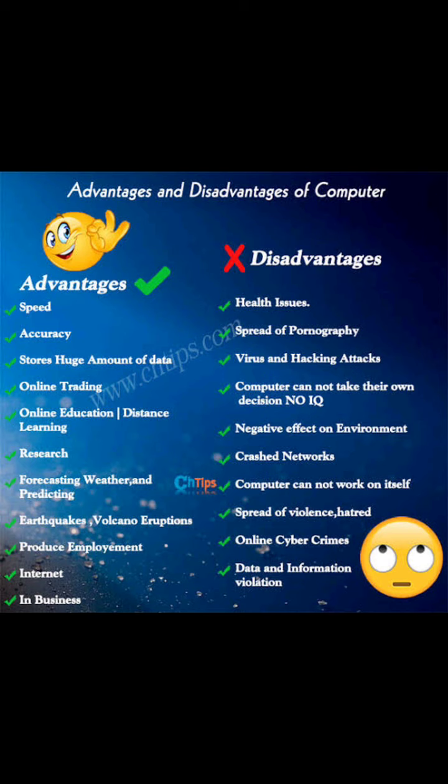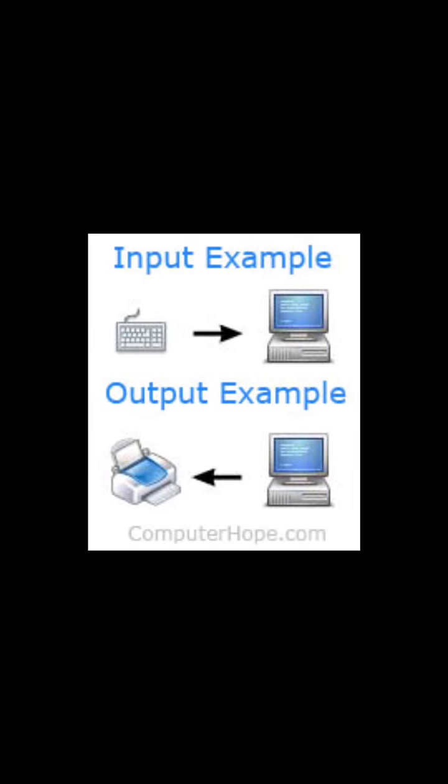So it's also one of the problems. Data information violence. Okay, if you store the data in a computer, someone can take it, so it is a disadvantage. Okay, these are all the advantages and disadvantages. Next, what are the computer input and output devices?